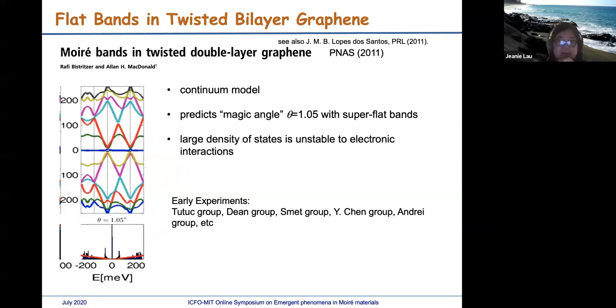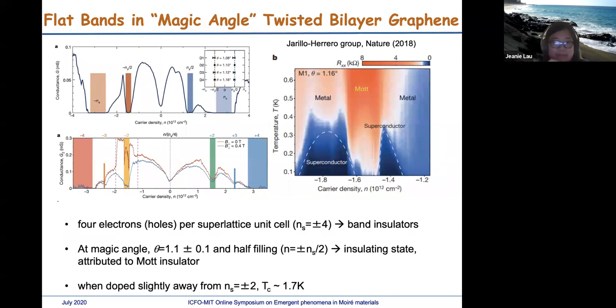Some interesting phenomena were seen, but maybe the really interesting discovery was made by Pablo, in the seminal work from Pablo's group 2 years ago. It shows this so-called Mott, or now called correlated insulating state in twisted bilayer graphene at half filling, when you have 2 electrons per superlattice cell, and when you dope away from the half filling, you see superconductivity. I think that discovery really propelled this work instantly into rock star phenomena.